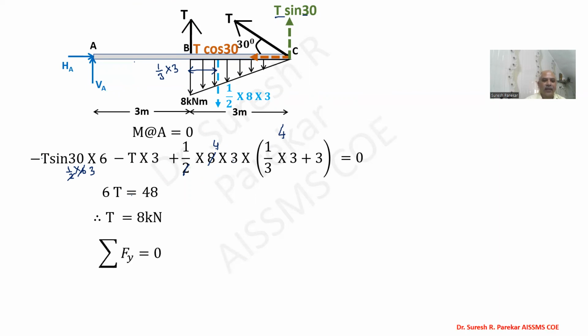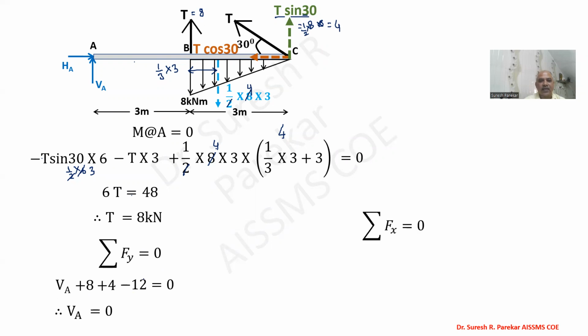Now we will apply summation Fy equal to 0. So we have Va plus 8, because we have this T as 8 kilonewton, and this T becomes 4, that is 8, 1 by 2 into 8, and this becomes 4, because sin 30 we have 1 by 2. So plus 4 and minus 12, because we have 2 4s are 8 and 4 3s are 12. And from this we will get Va equal to 0 kilonewton.